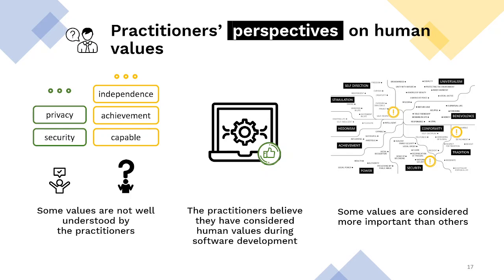The practitioners also believe that some values are more important than others. These values can be influenced by the nature of the application. For example, if an application is made for elderly or people with disabilities, then accessibility is more important than others. However, some values such as privacy or security are always important regardless of the type of the application.